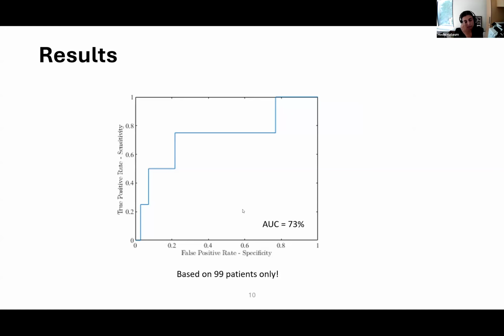So when we tested our area under the curve, it was 73% based on the testing data that we obtained, which is not too high. It's not a very fancy result, but again, it's only based on 99 patients. We divided our set so that 89 were used for training and 10 were used for testing. So given these very low numbers, 73% seems to be a promising first step towards getting a higher AUC and hopefully improving the model.